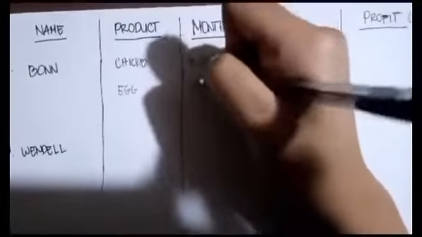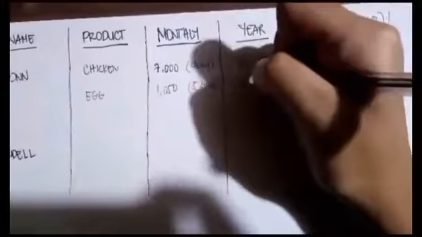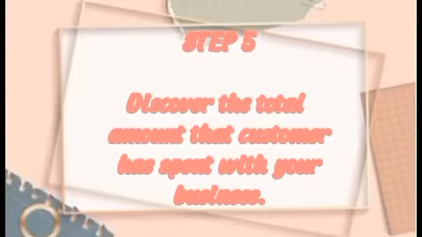Step 4. Establish the average transaction amount for follow-up transactions by using a list of customer transactions. The average transaction amount puts your customer's buying potential into perspective. Step 5. Discover the total amount a customer has spent with your business.